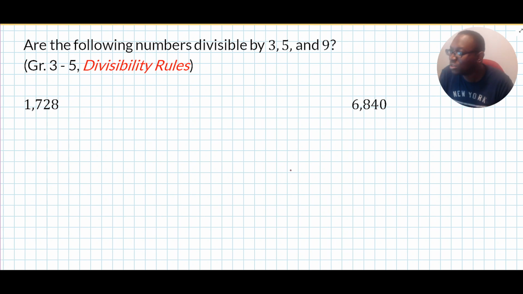Next question. I'm going to introduce a new concept here, divisibility rules. For most school districts, this starts in the 3rd grade. I know in some other school districts, they deal with this in the 5th grade. So I want you to tell me if these numbers are divisible by 3, 5, and 9. No calculators. I want you to be able to do this without a calculator. I want you to use the divisibility rules. I'm going to write them once we get to working through the questions.